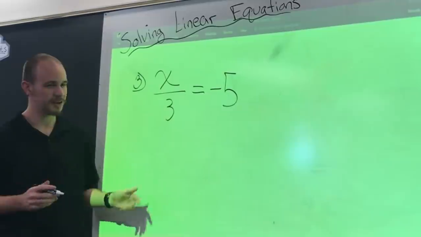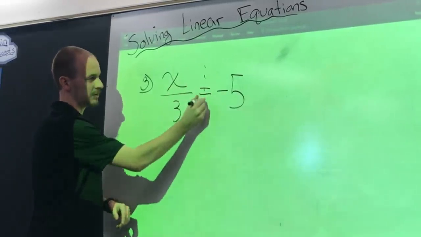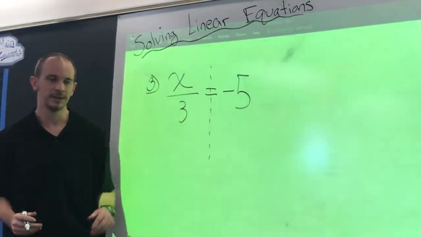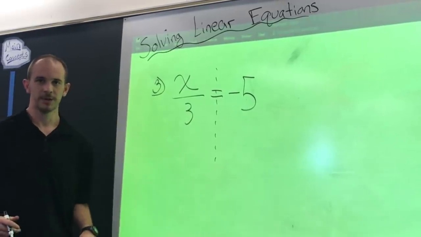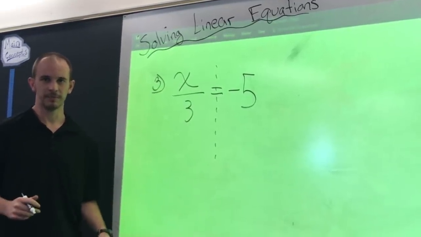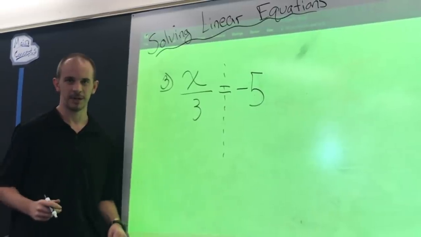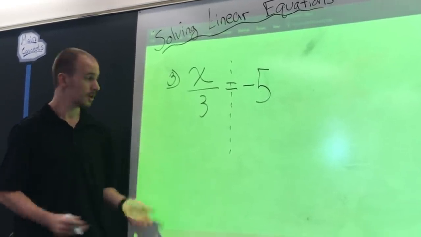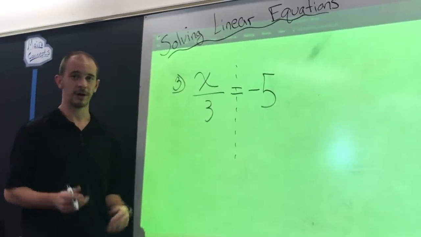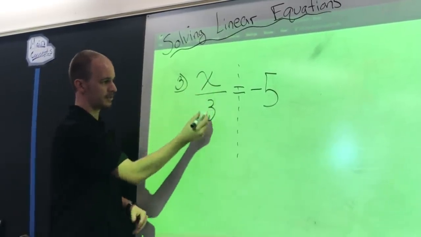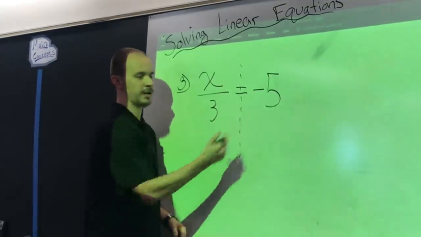Welcome back. Let's try another problem. So this time, instead of doing an adding or subtracting, we have a division problem. So we have to undo a division problem. Just like adding and subtracting are inverses of each other, or opposites, we have multiplication and division that are opposites. So I have x divided by 3 equals negative 5.